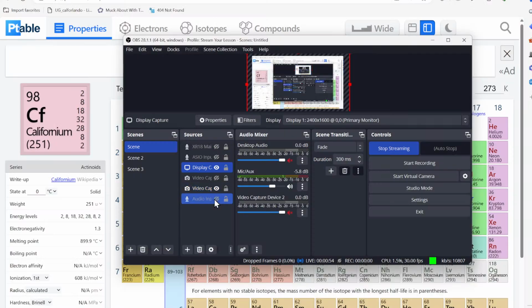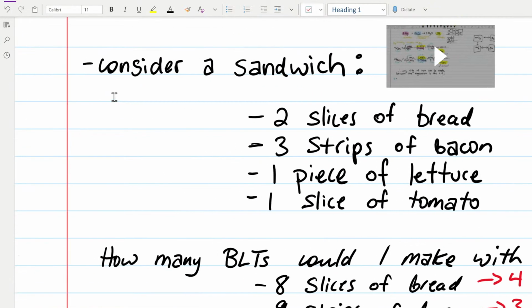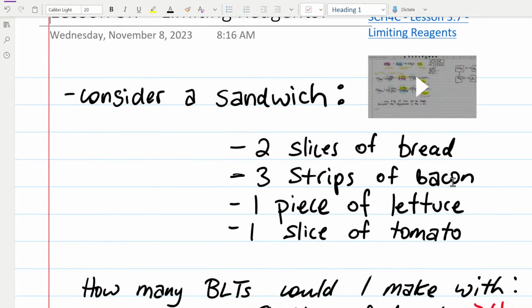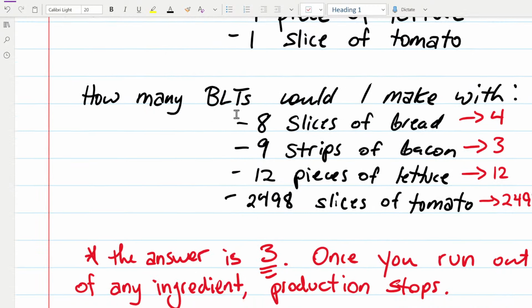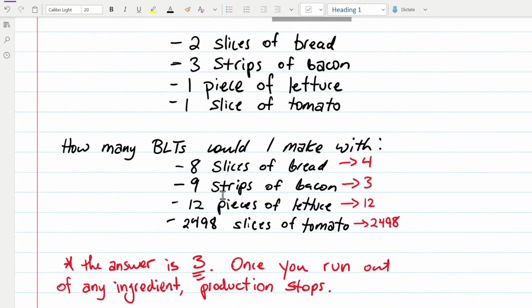So yesterday we talked about the idea of limiting reagents. The idea with limiting reagents is just that when we make something from a recipe, say like a sandwich, if I have 2 slices of bread and 3 strips of bacon and 1 piece of lettuce and 1 slice of tomato in every BLT sandwich, when I go to make sandwiches and I have a random number of each of these things, 8 slices of bread, 9 strips of bacon, 12 pieces of lettuce, and 2,498 slices of tomato, I want to know how many sandwiches I can make.